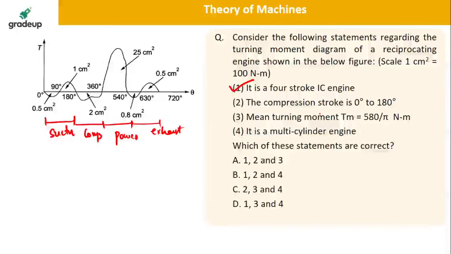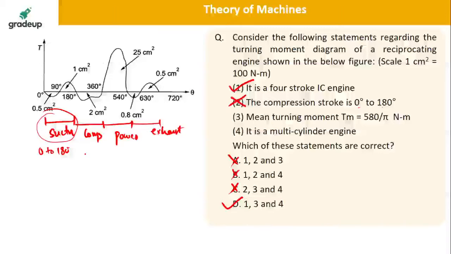Now statement number two, the compression stroke is 0 to 180. That is absolutely incorrect because from 0 to 180 it's a suction stroke. So definitely 2 is wrong. So options A, B, C are eliminated. Option D is the correct answer. Very good, Nitish, Pratibha. Shivani, I hope you all remember this question. We have discussed this today only. Okay, very good.